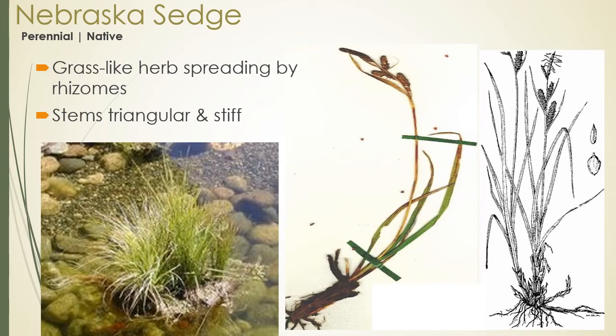The stems are triangular. Now that's hard to see in a picture, but you can see even in this picture it looks like the leaves come off on three sides of the stem. They don't alternate up the stem. Also notice that the base of the plant is kind of brown or red. That's a characteristic of sedges.